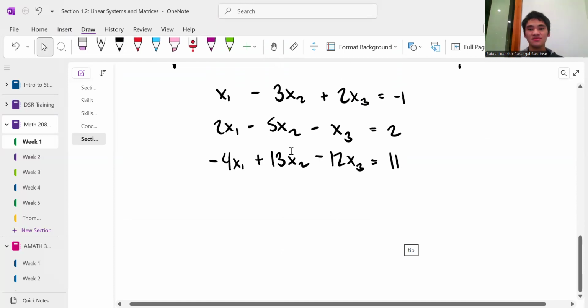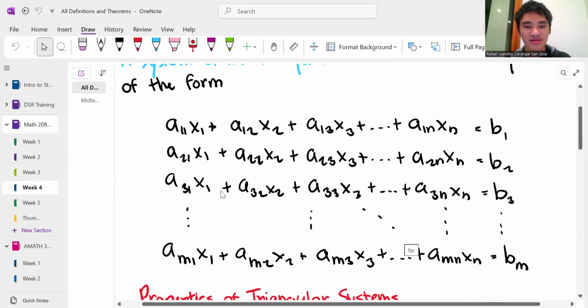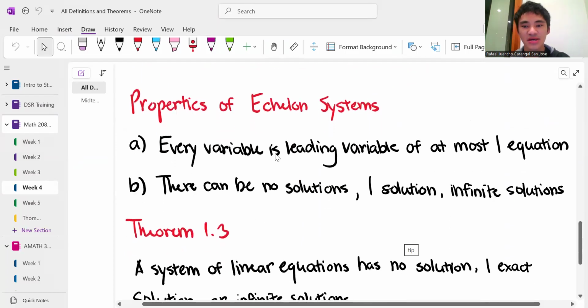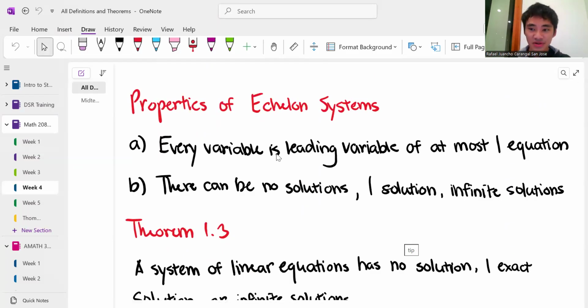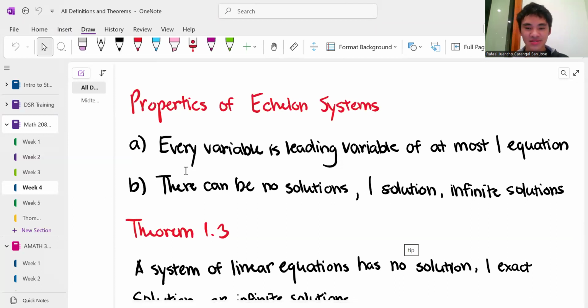Now, if we go back, what does it mean for a system to be in echelon form? Pretty sure I have it in my notes, but basically, it has to have a leading variable. So here are the properties. Every variable is a leading variable of at most one equation, right? If we look at the linear system, we see x sub 1 being a leading variable of 3 equations. So we know that's not an echelon form. It's not an echelon system.